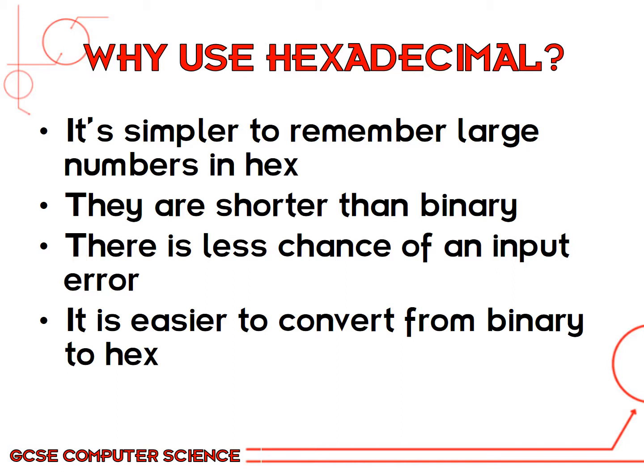So as always, you might be asked to explain why we use something. So why do we use hexadecimal? It's much simpler to remember large numbers in hex than it is in binary because they're much shorter. There's also less chance of you inputting something slightly wrong. It's also much easier to convert from binary to hex.